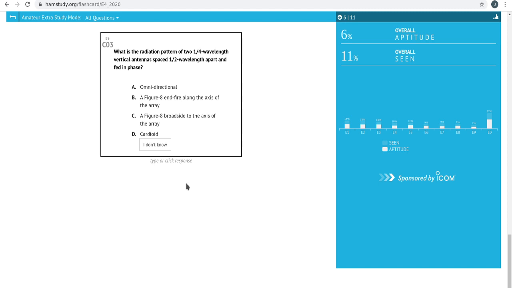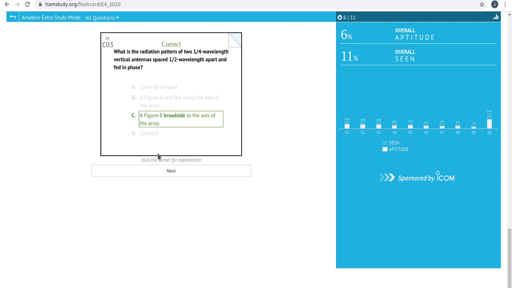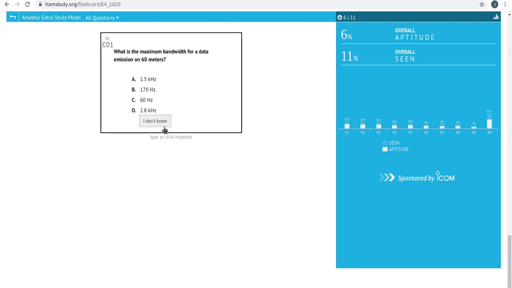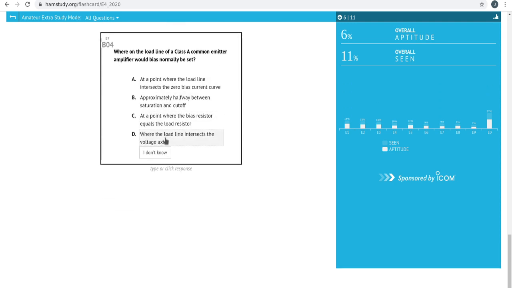What is the radiation pattern from an antenna, we've seen already, and that is figure 8 broadside to the axis. And we've seen that one as well.